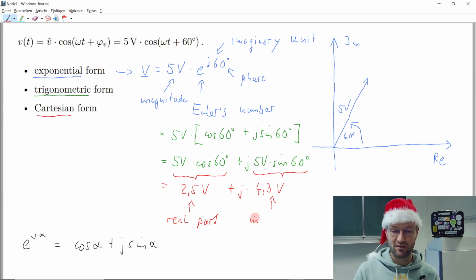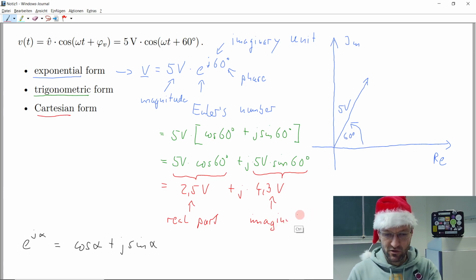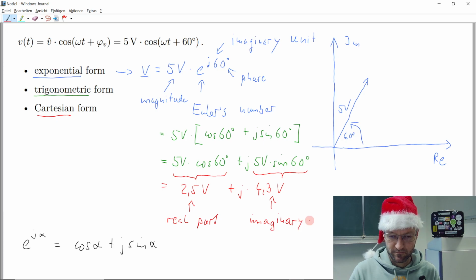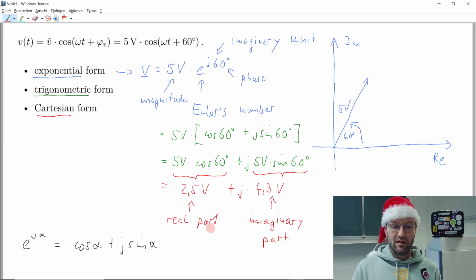Okay, so this is what we would call the imaginary part. I really have to be careful here that my letters are readable. Do I have enough space? No, I will write the part here. Okay. So real part and imaginary part, magnitude and phase in the exponential form, and real and imaginary part in the Cartesian form. Where do I, in this schematic here, find the real part and the imaginary part?